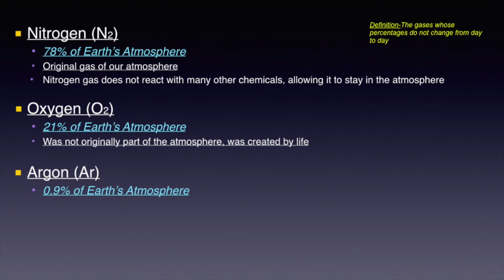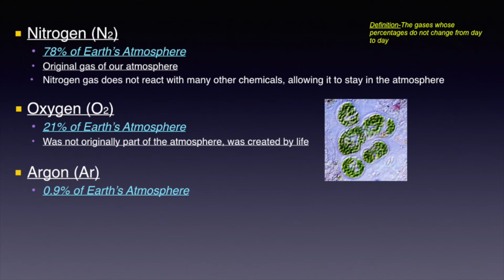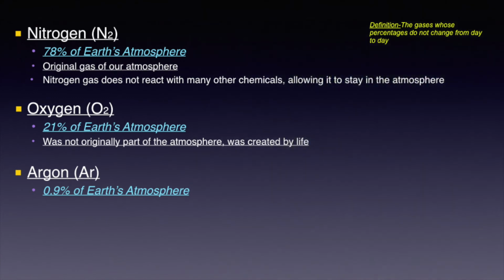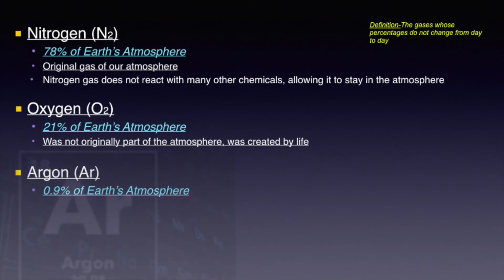Oxygen, which is around 21%, like we had said earlier, was not always around on planet Earth. It was later on created by bacteria and algae that were very popular in the first times of life during the Precambrian eon. And lastly, we have argon, which is a noble gas that only makes up around 0.9%, like we said, and is unreactive.